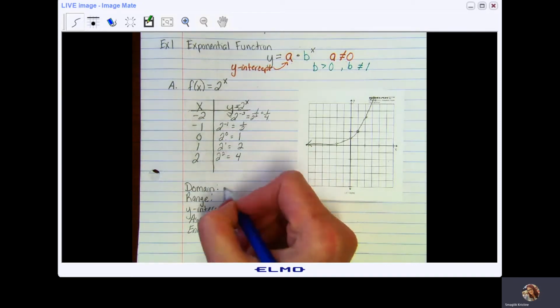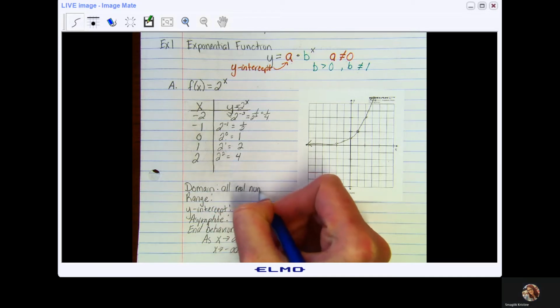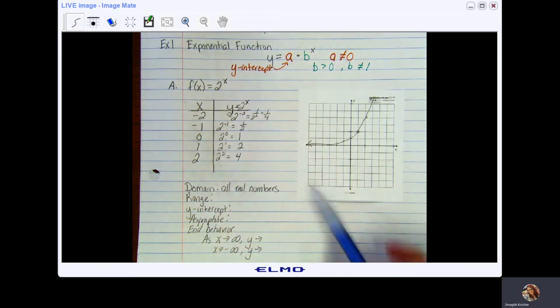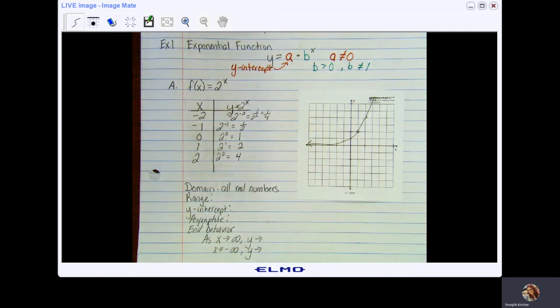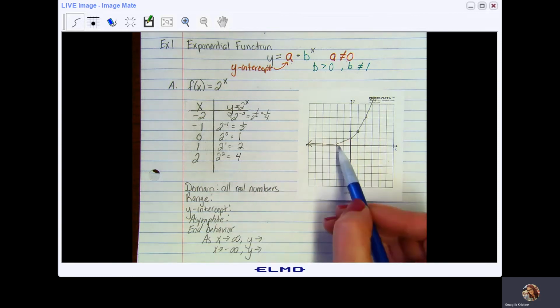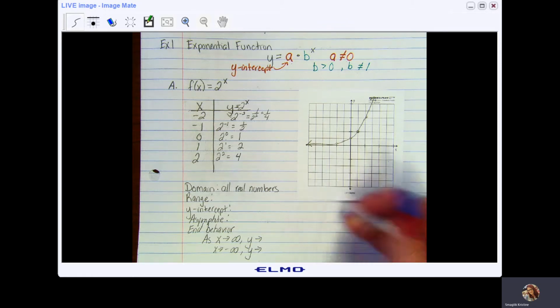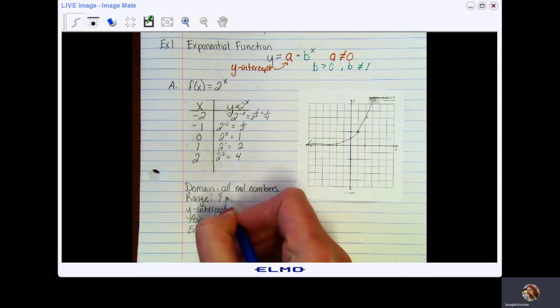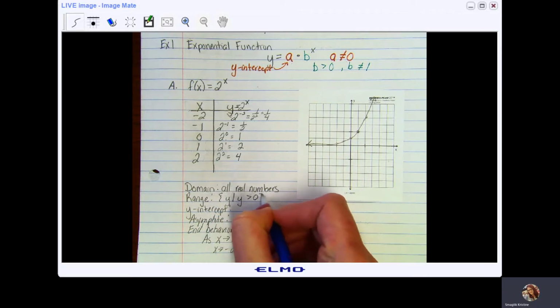So let's take a look at some of these key features. Domain. Your domain is going to be all real numbers. I can put any real number in for x, and my answer, my y value, will also be a real number. Now your range, as we just discussed, my y values are never going to go below 0. They'll never equal 0. So my range is the set of all y such that y is greater than 0.